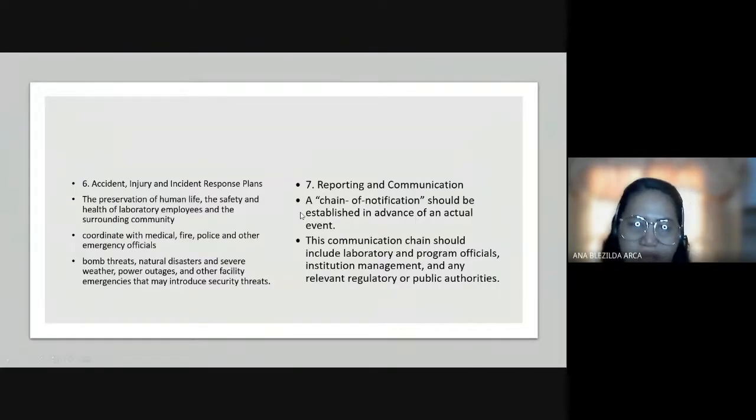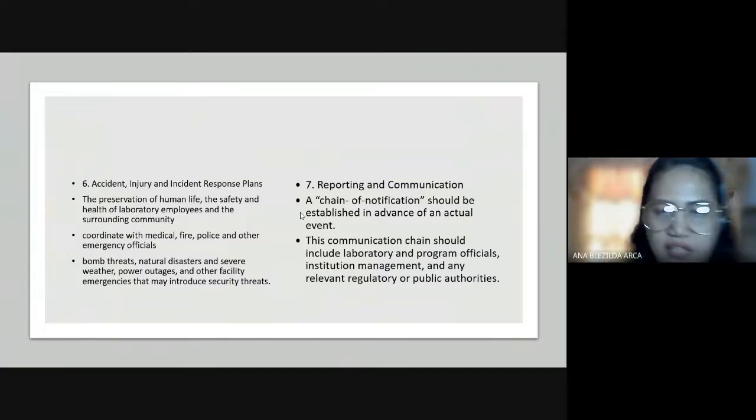So, paano naman ang accident or injury plan? So, just in case nagkaroon ka ng injury or accident in the laboratory, dapat alam mo kung anong gagawin. That's why dapat meron kang mga safety drills dyan. And you must be able to know how to contact the authorities. So, number one is the preservation of human life.